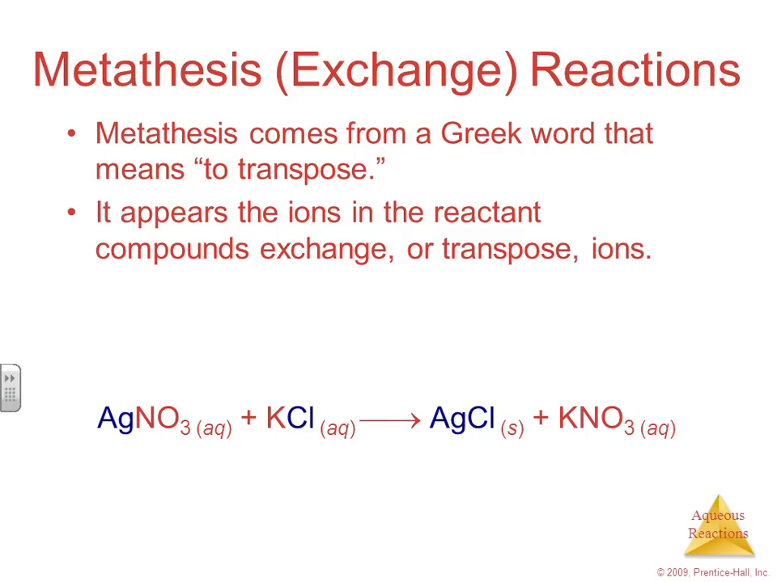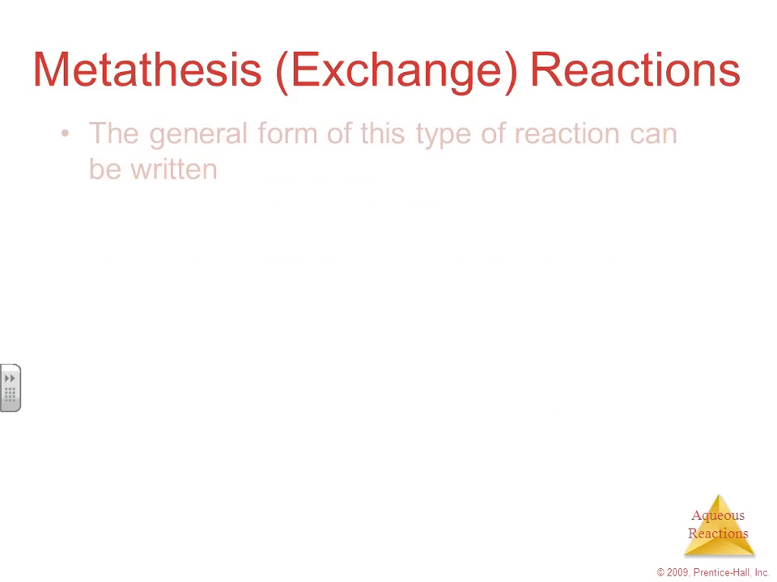So Ag plus 1 gets together with Cl minus 1, making 1-to-1 AgCl. K plus 1 gets together with NO3 minus 1, and the formula then becomes KNO3. But based on your solubility rules, KNO3 is aqueous. It still stays dissolved. But AgCl is an insoluble substance by our solubility rules, so that's going to end up being a solid. So you need to know how to do the transposition, or double replacement, that you did last year, and you also need to be able to identify what ends up forming the solid.